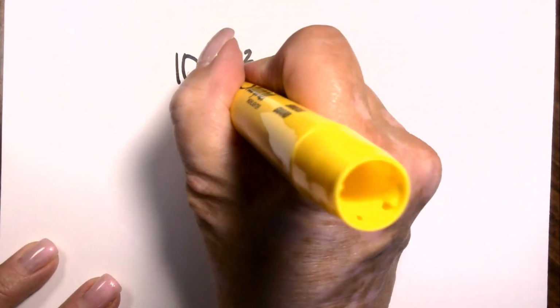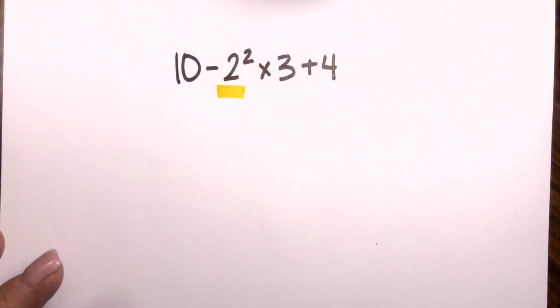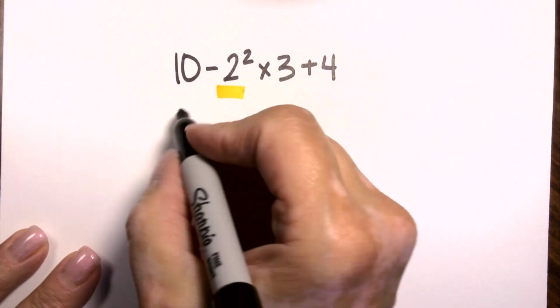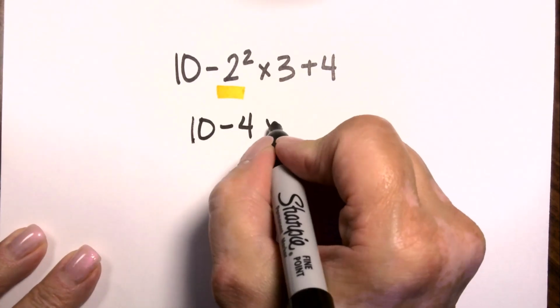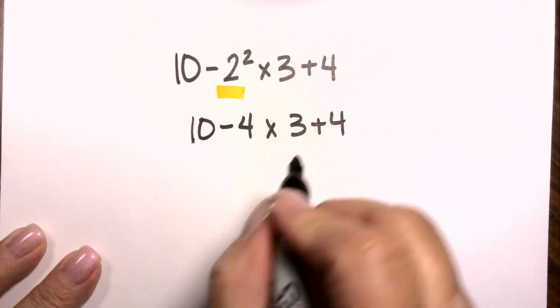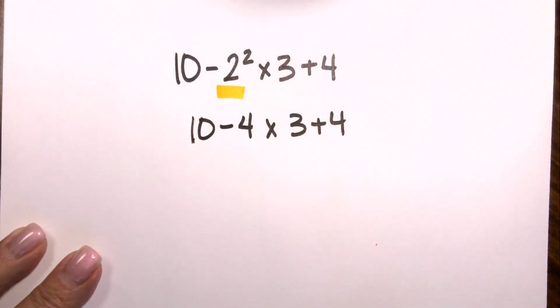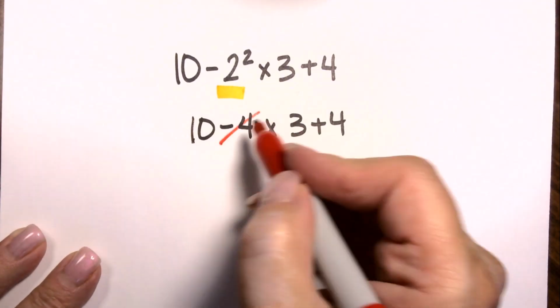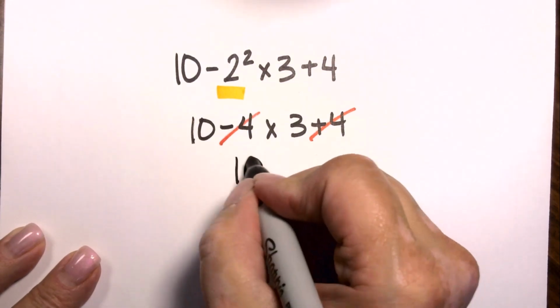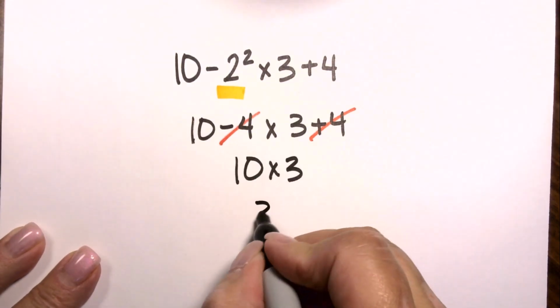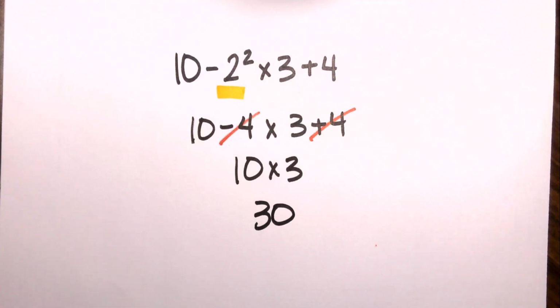So I'm going to start with this exponent right there because you can't really get past it unless you figure out what that answer is. So it's 10 minus 4 times 3 plus 4. And then you flash back to algebra and you're like, whoa, I can cancel those out. And you end up with 10 times 3. So you say that the answer is 30.